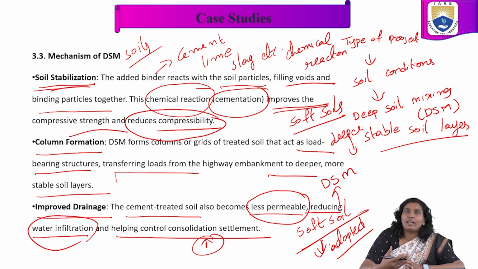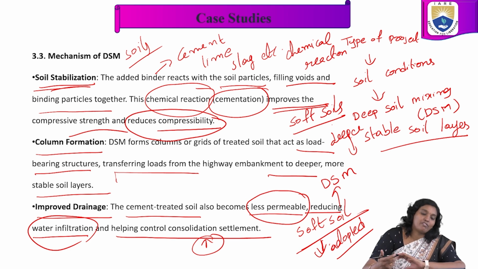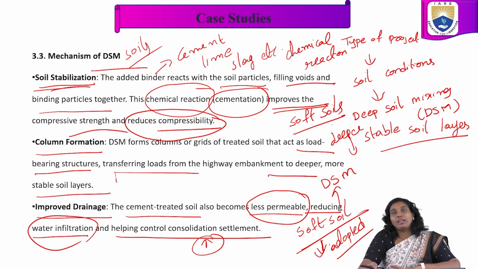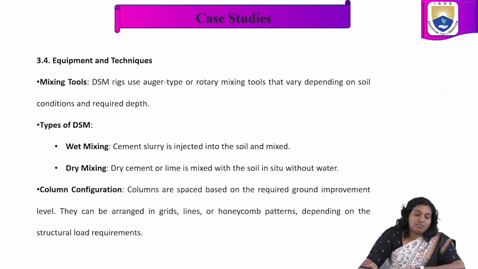So these are all the parameters involved in this particular case study we are understanding from deep soil mixing. The cement treated soil becomes less permeable, reducing water infiltration and helping control consolidation settlement. In this, we are using equipment and techniques.